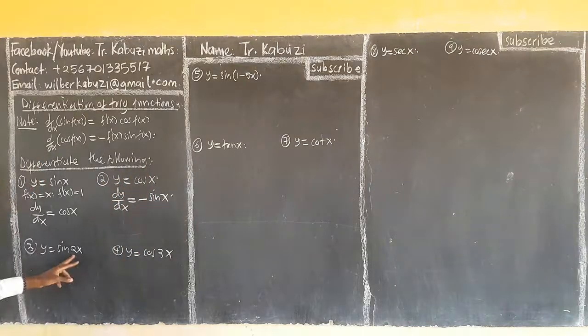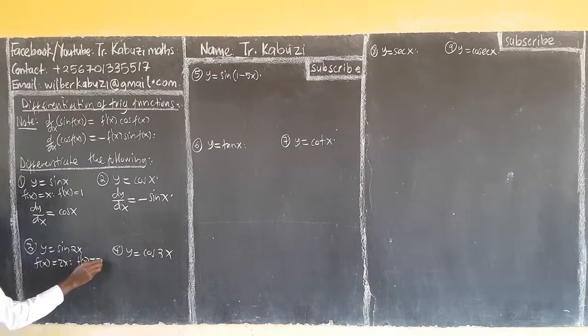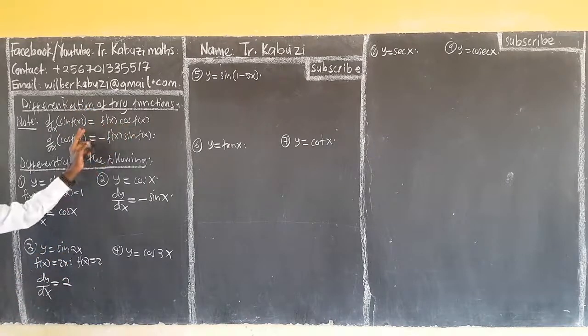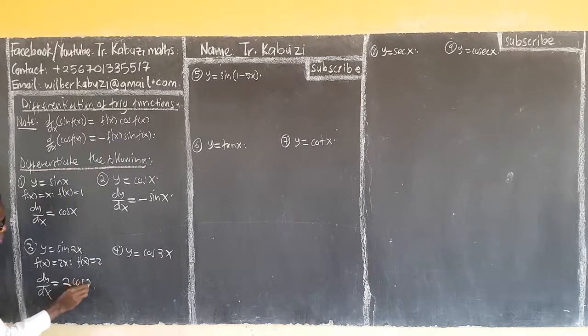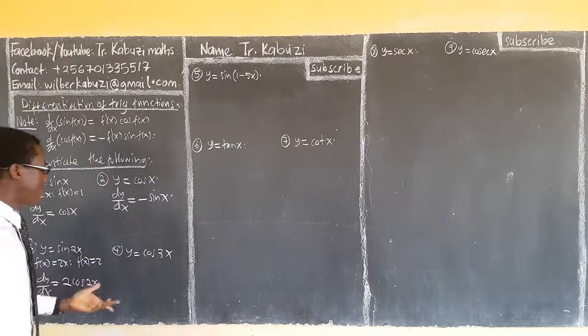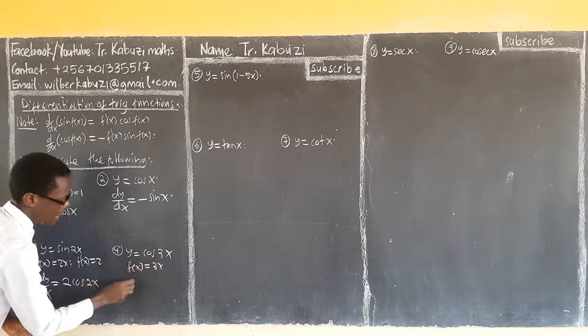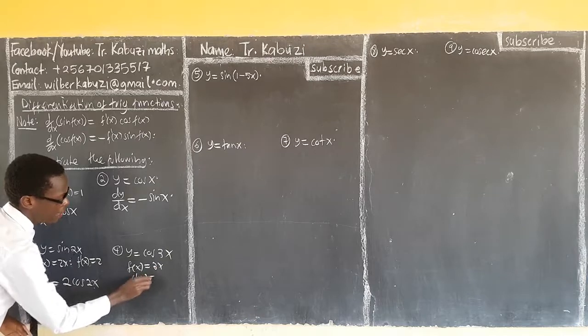When I come here, now my angle f of x is 2x. Its derivative is 2. So now my dy dx will be 2, then when I differentiate sine, I get cos of that same angle, cos 2x. When it comes to this, the same idea: my f of x is 3x. Its derivative will be 3.